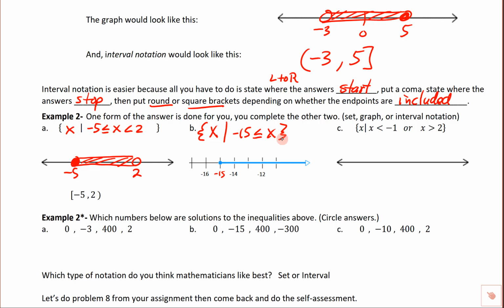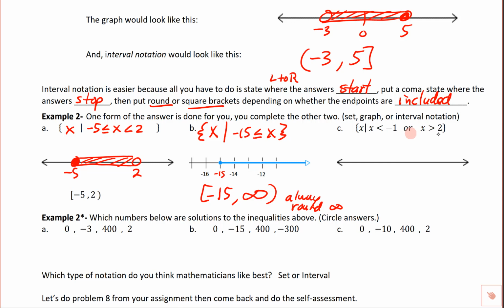And then interval notation is going to look like this. So again, starting from left to right, we're going to start right here at -15. We put a comma, and then we say where we stop. Well, we don't stop, we continue going forever. So the idea that's out at the end there, saying that we go on forever, is an infinity. And we always do round brackets around infinity, okay? Always round around infinity, all right? Now, this one is included, so we're going to put a square bracket right there, and we're all set to go. So set builder notation, graph, interval notation.